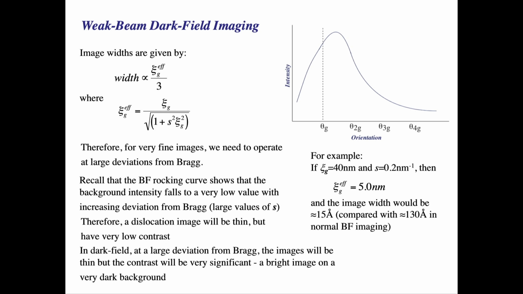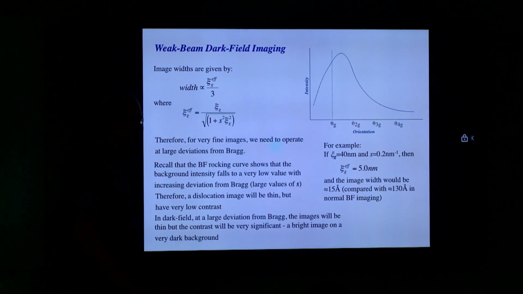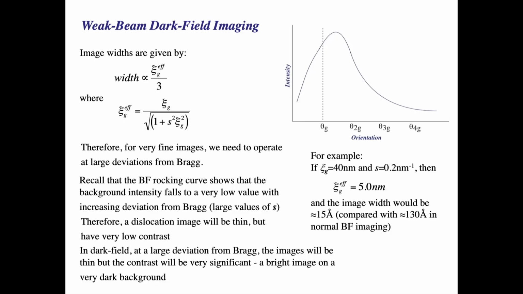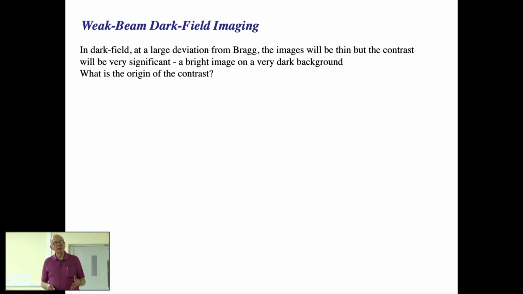So if you want to pick up, say, a fairly closely spaced couple of Shockley partials, then you're going to use weak beam dark field, because that gives you a chance to see them rather than not see them, because of our relatively large image in normal bright field imaging. So in dark field, at large deviations from Bragg, the image will be thin, but the contrast will be quite significant. A bright image on a very dark background.